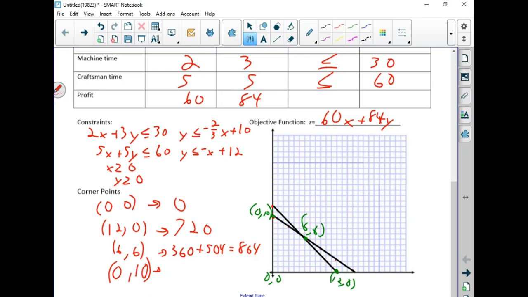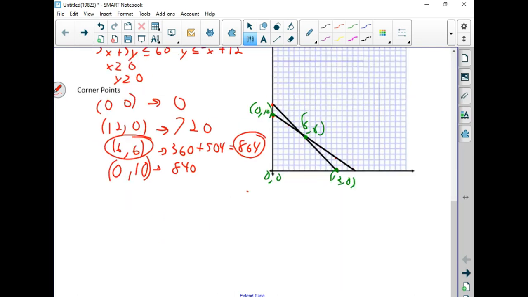So the only one left to evaluate is 0, 10. 60 times 0 is 0. 84 times 10 is 840. So we're looking for the maximum, which is right here at 6, 6. Which means, back to our original problem, 6 of shed A and 6 of shed B.